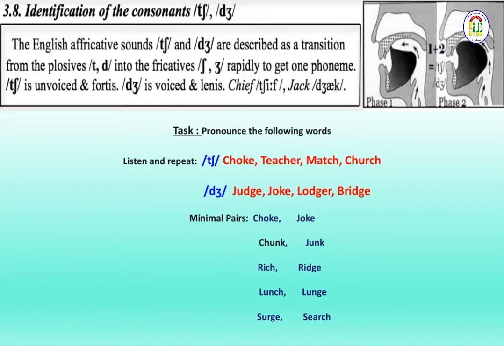Pronounce the following words. Listen and repeat. Ch: choke, teacher, match, church. J: judge, joke, lodger, bridge. Minimal pairs: choke, joke; trunk, junk; rich, ridge; lunch, lunge; surge, search.